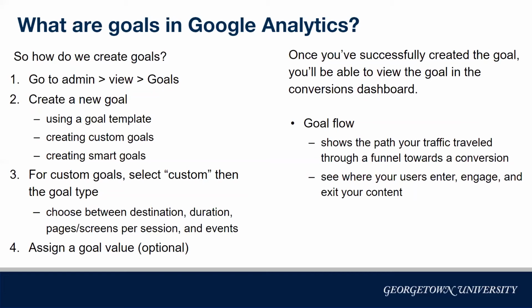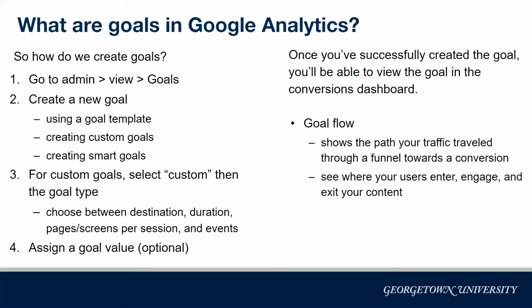And so from here, you're going to select Custom Goal. And once you're there, you're going to choose the goal type. And this is where you would choose between destination, duration, pages/screens per session, and events. So once you select what kind of goal type you want, you're then going to fill out the appropriate information for that goal type. So if it was a destination goal, you would fill out the URL. If it was a duration goal, you would fill out the duration of the session that you want to track, and so on and so forth. The 4th step, which is optional, is to assign a goal value.